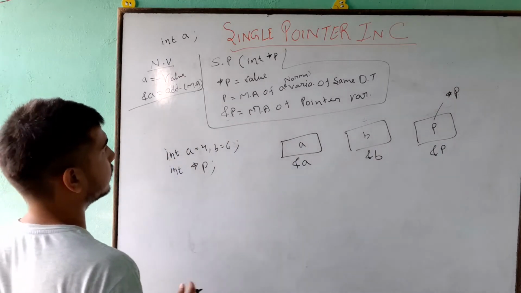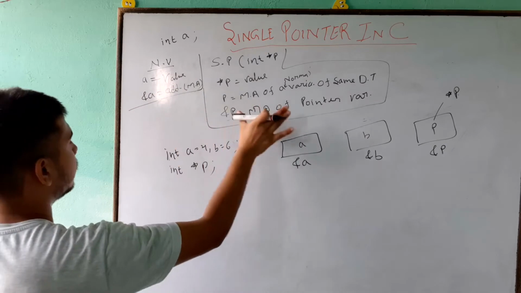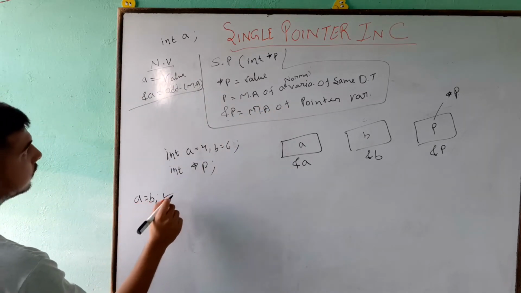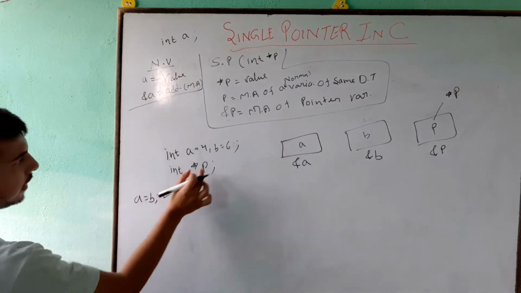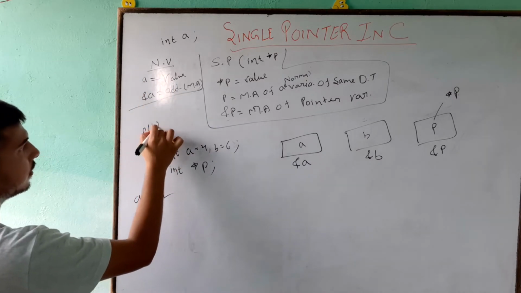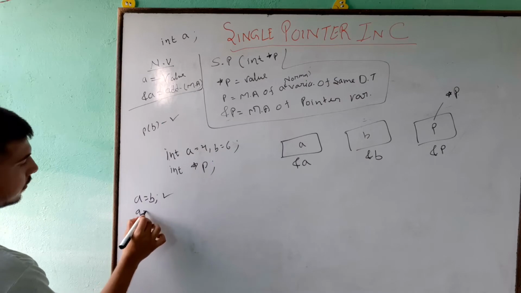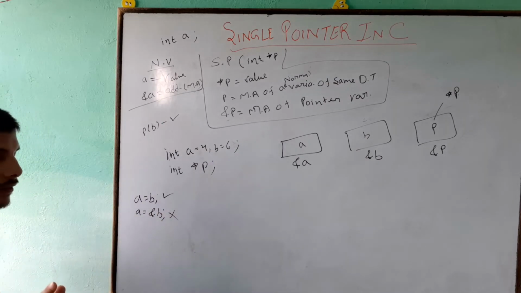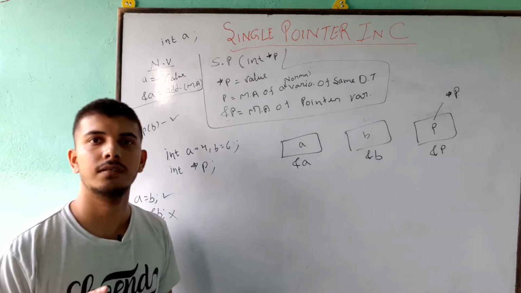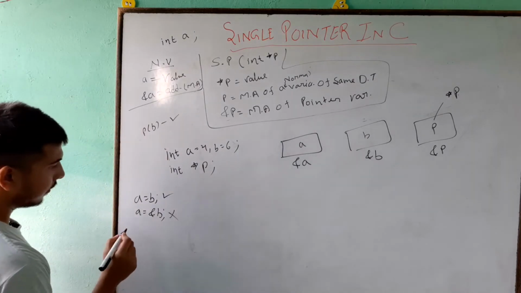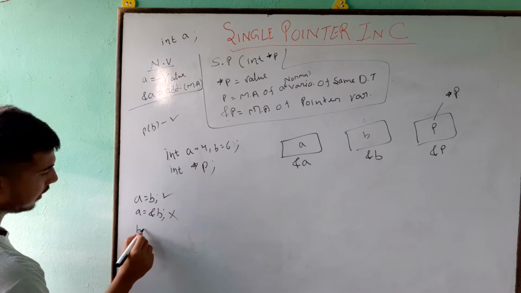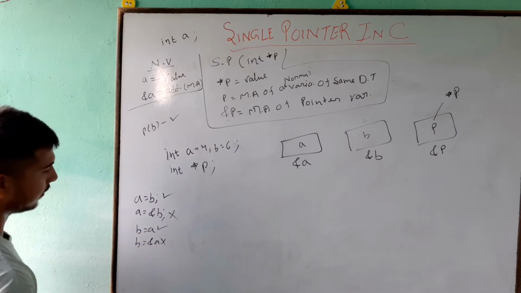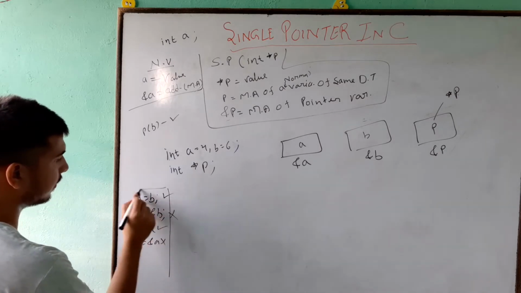Now remember this. If I am saying a = b, it is valid. A can hold a value, b is a value. If I do print of b, it is a value, right? a = &b is wrong. A normal variable cannot hold an address. We studied it in the previous lecture. Vice versa also for b: b = a is valid, b = &a is not valid. This is for normal variables.